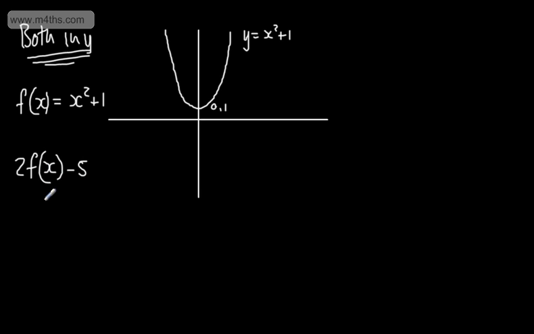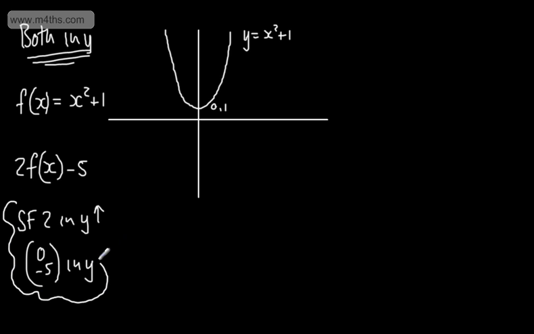Now, which order do we carry these out in? We've got a scale factor stretch, so SF of 2 in the positive y direction, and we have a translation of minus 5. Again, this is in the y direction. So which do we do first? And let's now have a look at it.